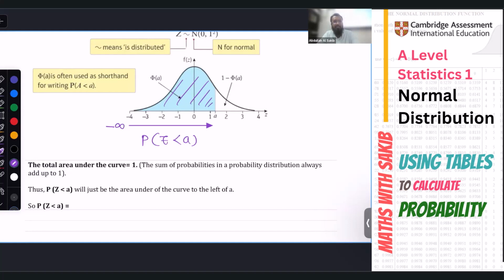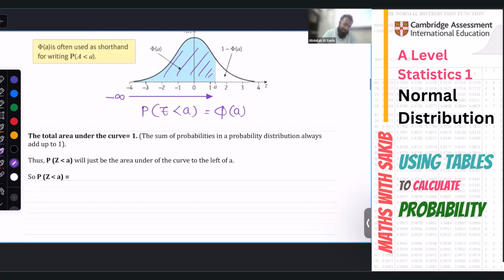No, it's not touching the x-axis. It's a drawing fault, but it's not touching the x-axis. It will never touch the x-axis. Clear? So when you are saying Z is less than A, what does it mean? From negative infinity to A. Clear? And that is considered as phi of A. Phi of A. Clear?